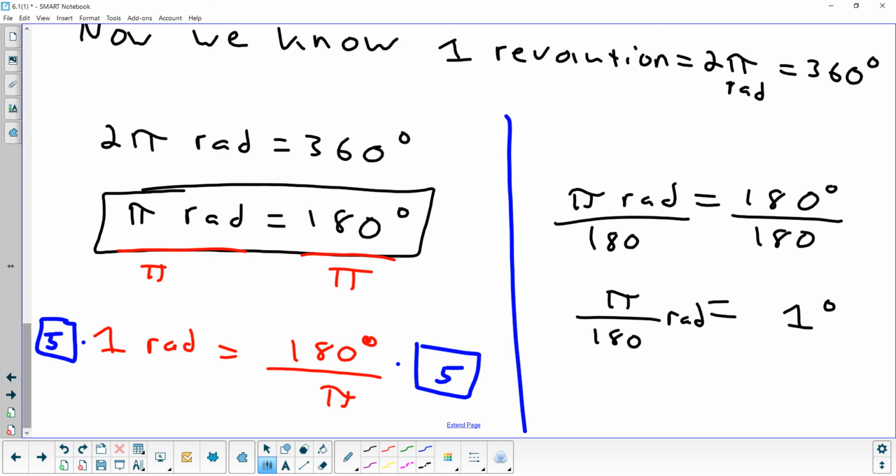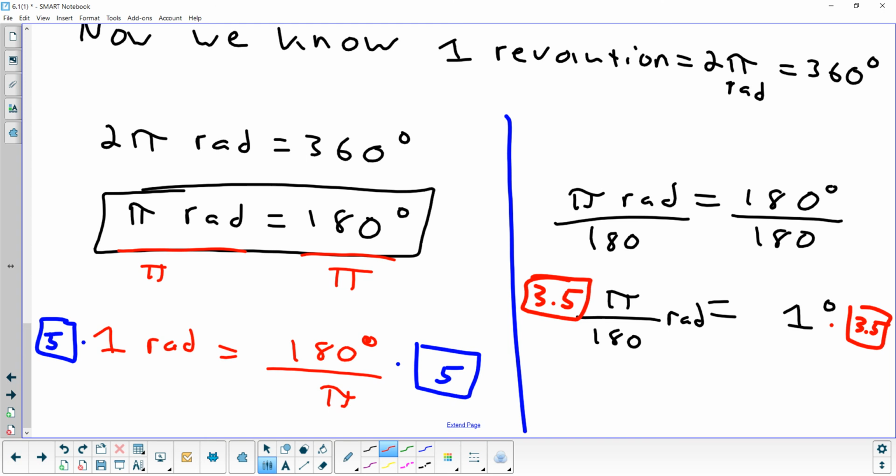That's still true. I started with something that was true, divided both sides by 180, and I have something else that's true. What if I wanted a formula to convert 3.5 degrees to radians? How could I take this equation and modify it so it gave me the answer for 3.5 degrees? Yeah. Multiply each side by 3.5.